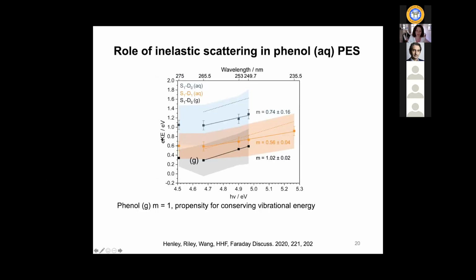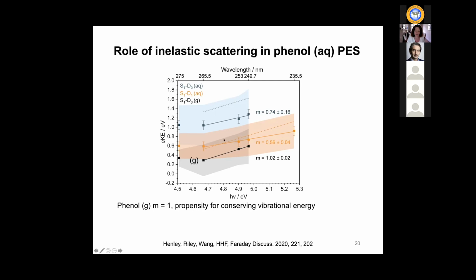So we can plot the electron kinetic energy of these peaks as a function of the photon energy that we put in. And we've done this both for the S0 to D0 and S1 to D1 ionization processes in aqueous solution. And we can compare this with the S1 to D0 in the gas phase as well, because we have that data too. So for the gas phase spectra, if we plot the electron kinetic energies of the peak positions as a function of photon energy, we get a gradient of 1, which is exactly what we would expect if we consider that we're putting extra photon energy into the resonant excitation process and the ionization process.